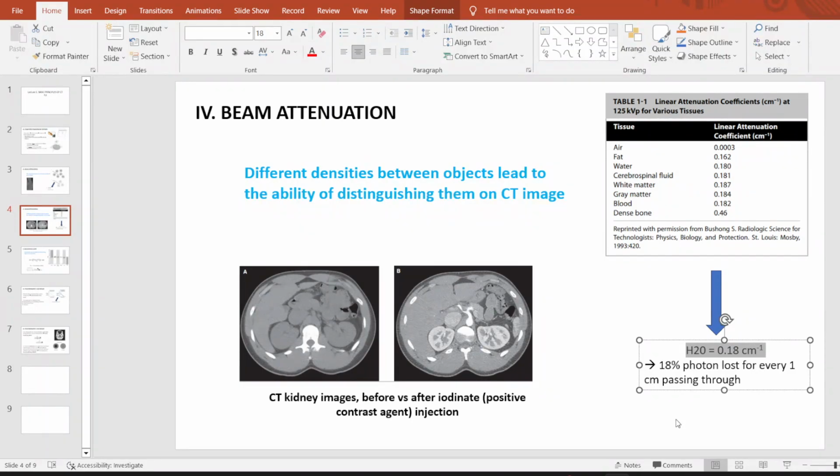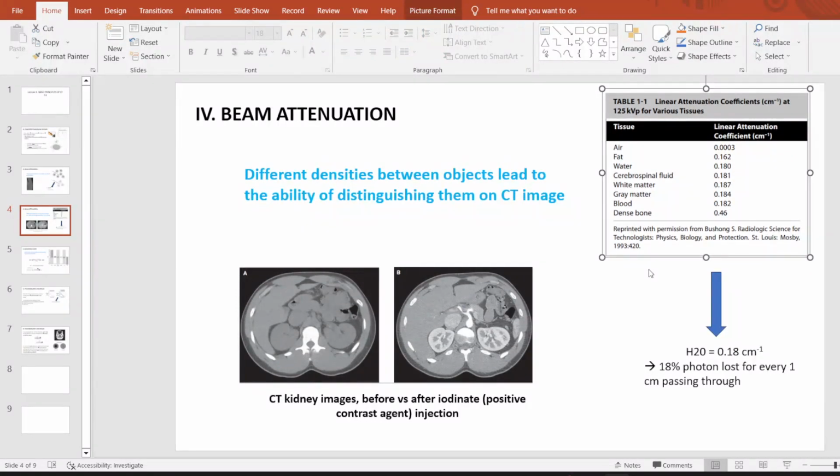Well, simple, right? So the higher linear attenuation coefficient represents a higher ability to attenuate the X-ray beam. For example, a dense bone has 0.46 centimeter inverse, higher than air, which is almost 0 centimeter inverse. It's also proof that bone is denser, or has a greater ability to attenuate X-rays, than air. Just like that, simple, right?